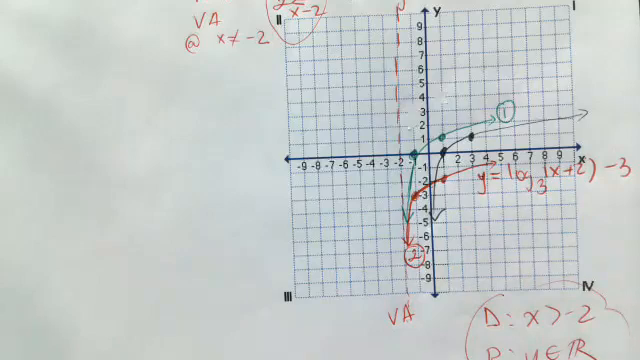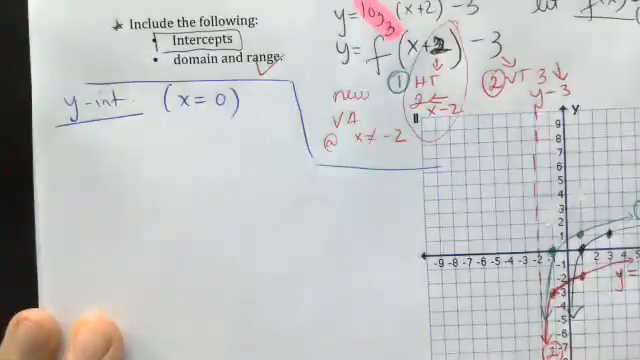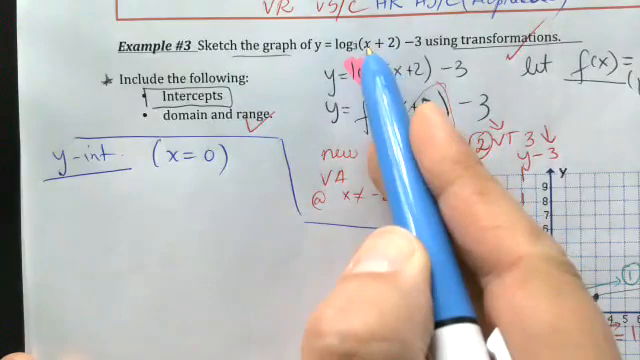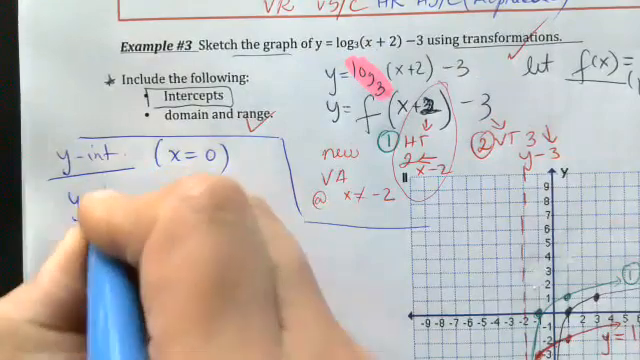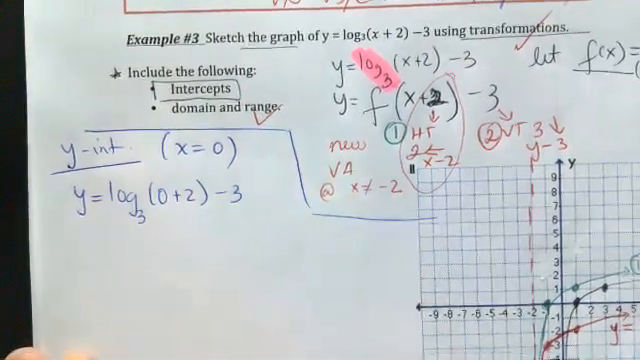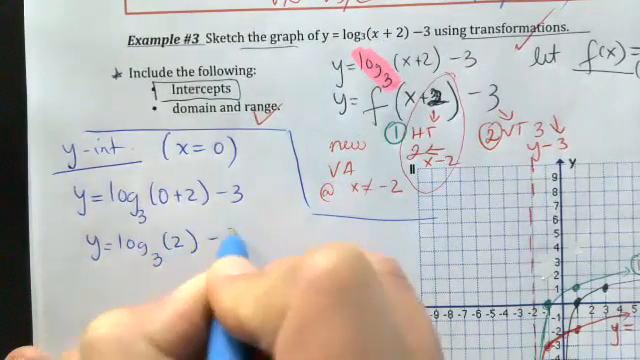The x-intercept, or maybe we should start with y because it's a little bit more straightforward. The y-intercept means we let x equal 0 when we calculate y-intercepts, meaning we look at the original equation. Where x used to be, we put 0, and then we calculate for y. So y equals log in base 3 of 0 plus 2, minus 3. y equals log in base 3 of 2, minus 3.